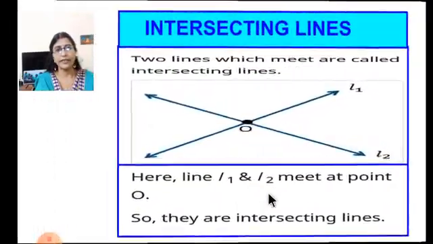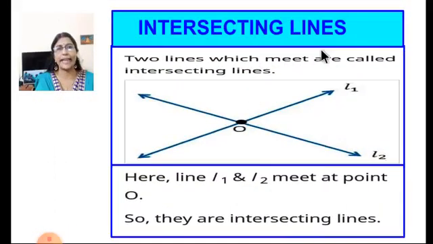Now next we are going to learn about intersecting lines. Two lines which meet are called intersecting lines. You can see here these two are the lines. Here lines L1 and L2 meet at a point O. You can see this is the point where these two lines are meeting. And this point is called the point of intersection. So these two lines are intersecting lines.